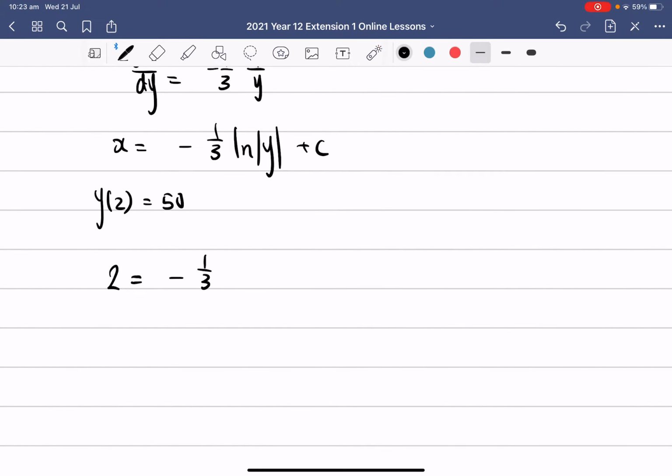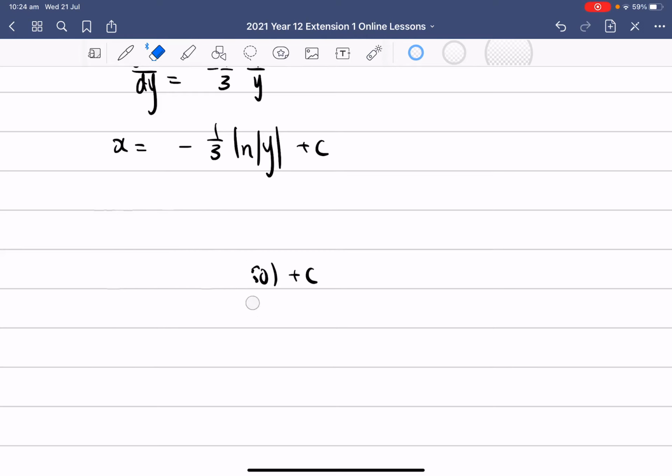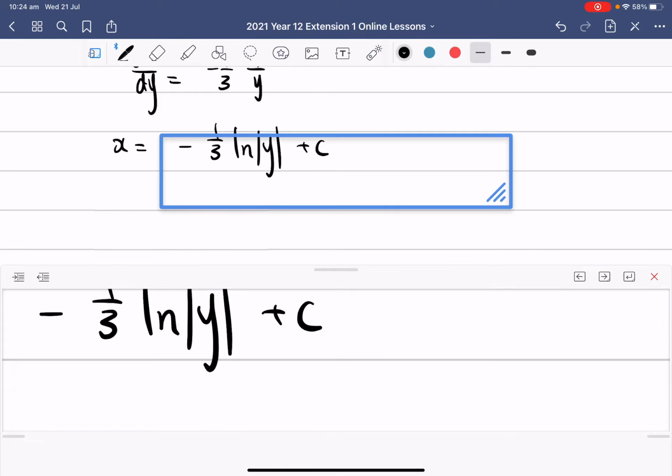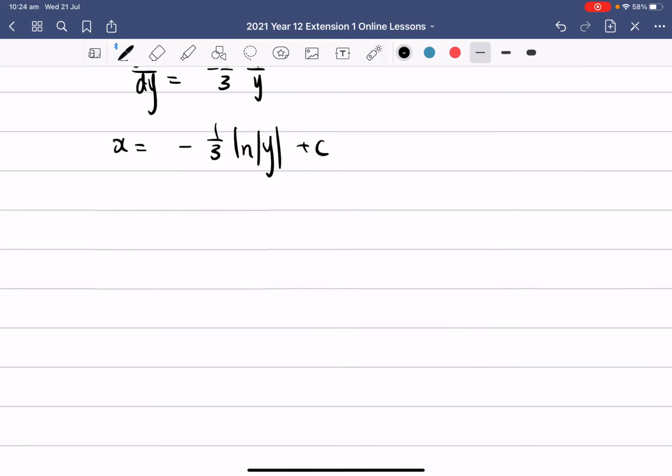Okay, so that's 2 equals minus 1/3 ln 50 plus c. Once we finish that, we can find the value of c. Now, if you don't like this way of finding c, instead of finding c and substituting and rearranging, you can leave this step to a later step. Instead of finding c, you can find just the a in the front. I'll show you what that means.